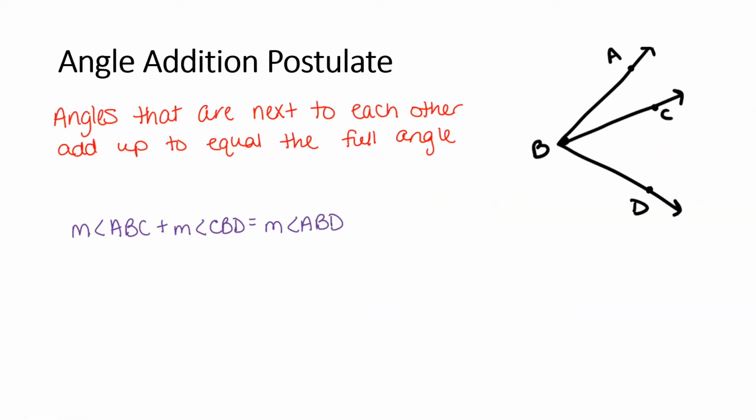Okay, so next we're going to talk about the angle addition postulate. Angles that are next to each other add up to equal the full angle. So just like the segment addition postulate, angle addition postulate is also a thing. So that would mean that the measure of angle ABC plus the measure of angle CBD is equal to the measure of angle ABC. So the two smaller angles are going to add up to the largest angle if those two angles are adjacent. Adjacent means next to each other and they share a common side. So these two angles share a common side. You can add them up and equal them to the whole.